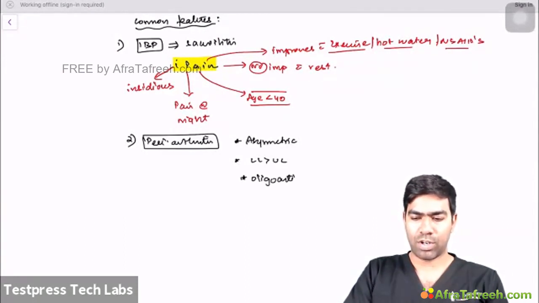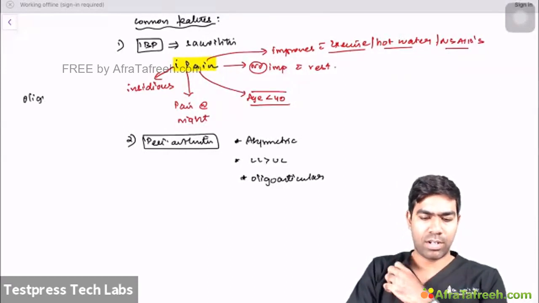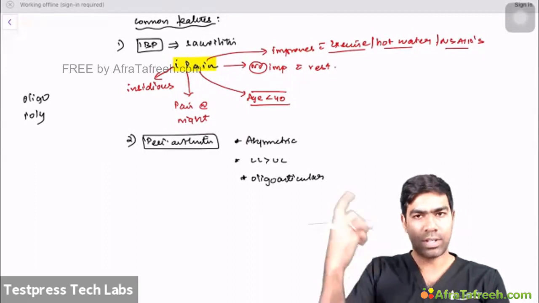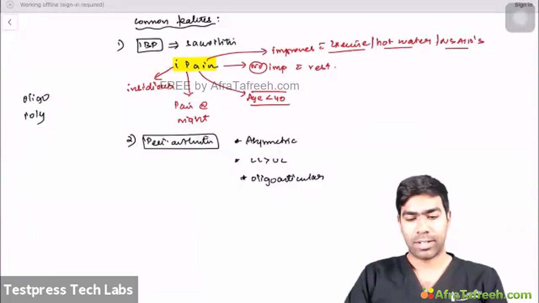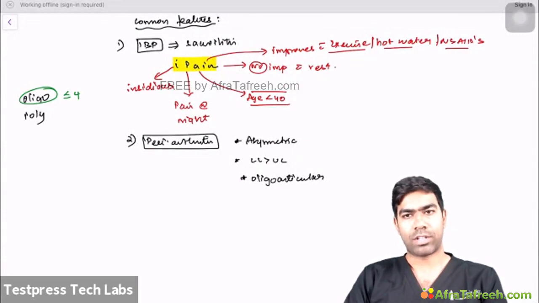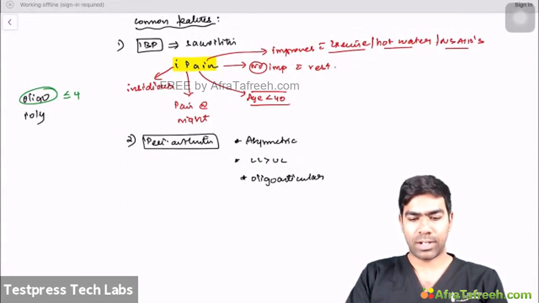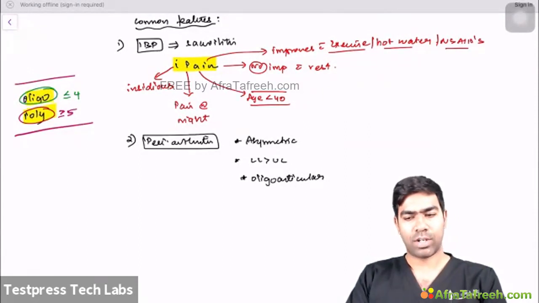I think I forgot to tell this. What is the definition of oligoarticular and polyarticular? When will you call it oligoarticular and when will you call it polyarticular? I should have told this in the initial evaluation of arthritis itself. Whenever the number of joints involved is less than or equal to 4, we call it oligoarticular. Whenever the number of joints involved is more than or equal to 5, we call it polyarticular. The best example of polyarticular involvement is rheumatoid arthritis, and the best example of oligoarticular involvement is seronegative spondyloarthropathies.